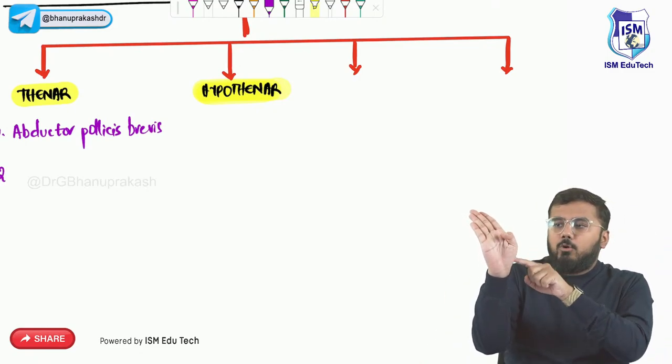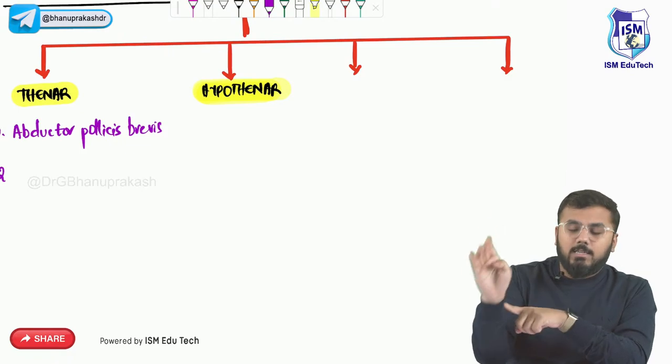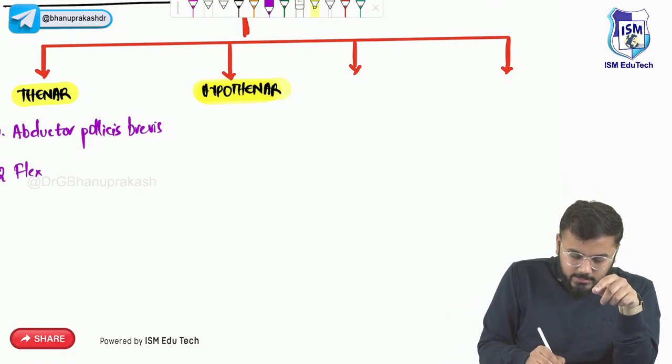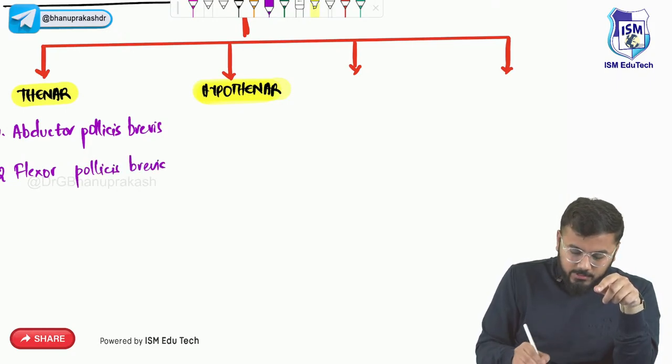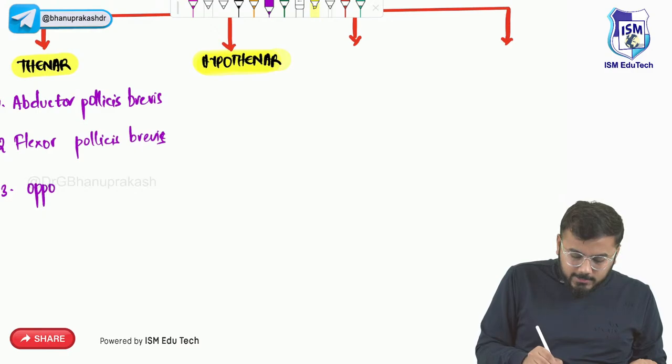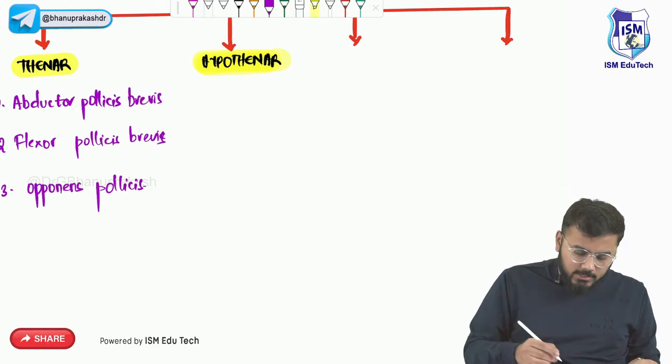Second important thing is that I am able to flex my thumb. So, the muscle will be flexor pollicis brevis. Third important thing is that I am able to count my fingers. How am I counting? My thumb is going against each finger. It is going opposite of each finger. This is called opposition. This function is called opposition. So, the muscle here is opponens pollicis.